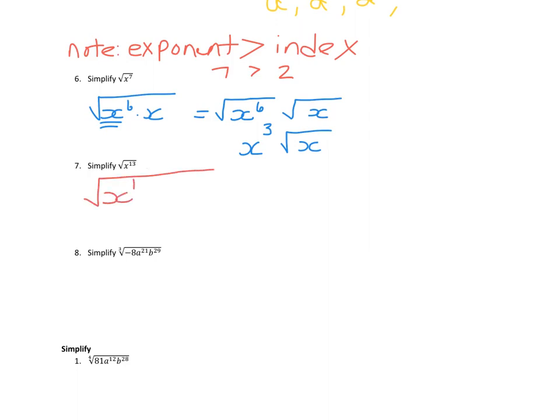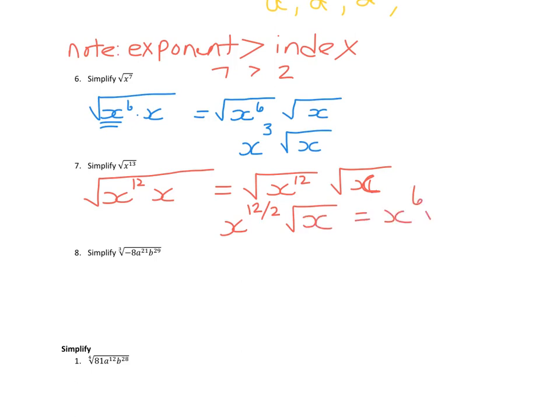Okay, so we're looking for the biggest even number. The square root of x to the 12 is 12 over 2, x to the 6th. Again, that intermediate step we can write in optionally. We can rewrite it in exponent form, and then we have our solution. And again, we know we're done because the index is larger than the exponent.